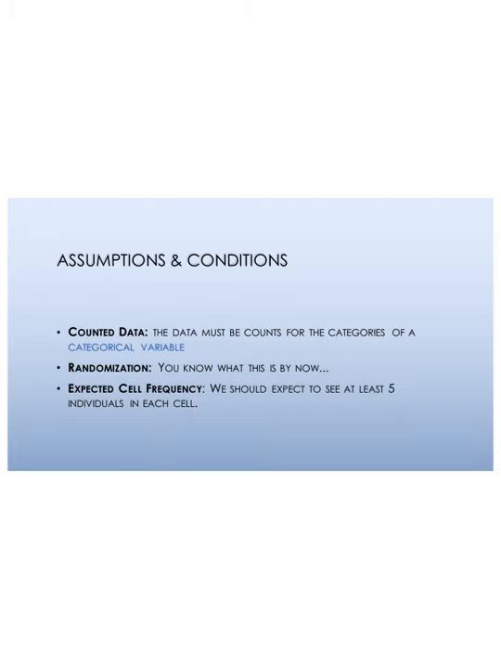Our assumptions and conditions are very simple. First, we have to make sure the data are in counts and the categories are categorical. Randomization. What test have we done that does not include randomization? It's like a duh. And then expected cell frequency. We should expect to see at least 5 individuals in each cell.